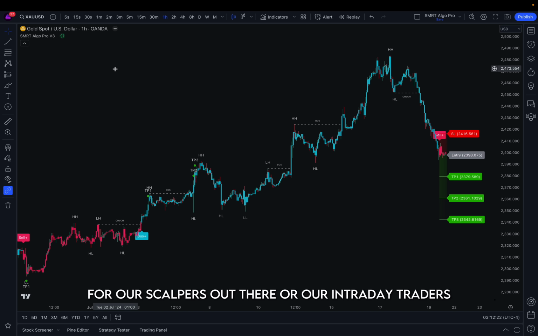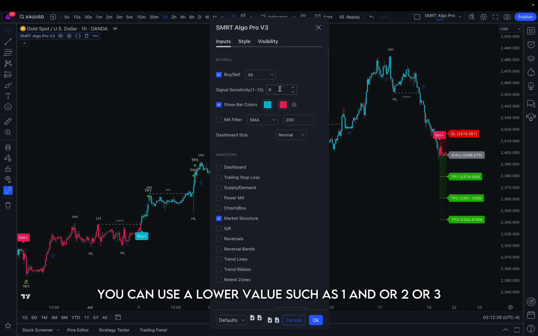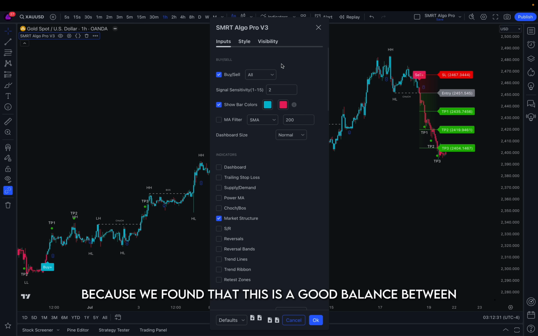For our scalpers out there or our intraday traders, you can use a lower value such as 1 and 2. We've set the default to 2 because we've found that this is a good balance between both scalping and swing trading. Next up, we have the moving average filter.